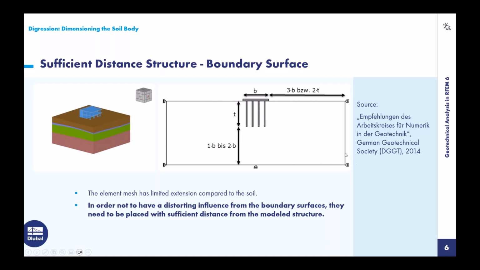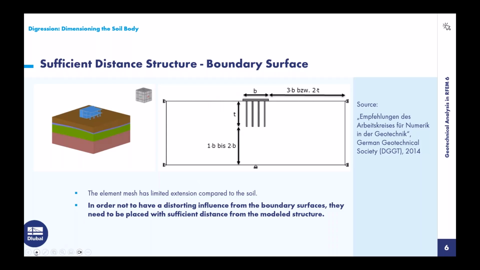Here I'm showing an example from the German Geotechnical Society. You can use such recommendations as orientation, and after you calculated your model, you can check the boundary surfaces, and you can check how the stress changed and whether your boundary surfaces are far enough or can come closer to the area you're interested in, or the part you're interested in.